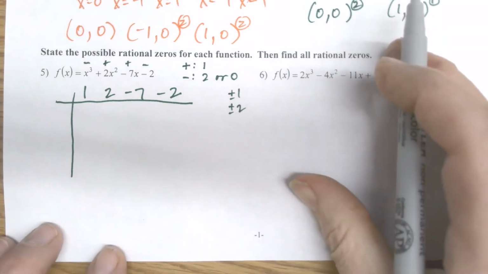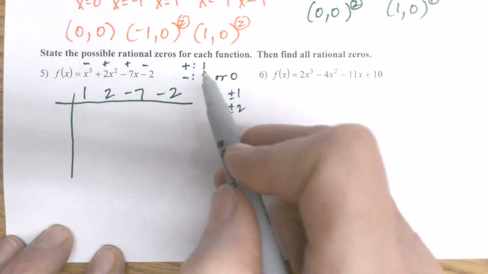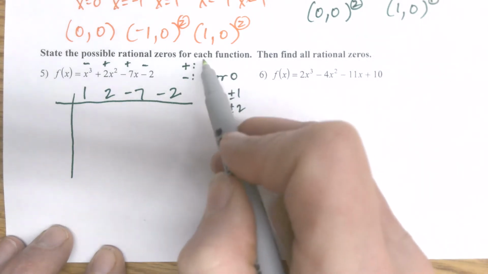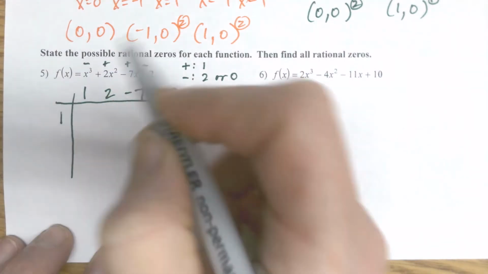And so this is really just another guess and check situation. So what I do is I pick one that I'm going to try. I know there's one positive for sure. So I'll start with either positive 1 or positive 2. I'm going to do positive 1.